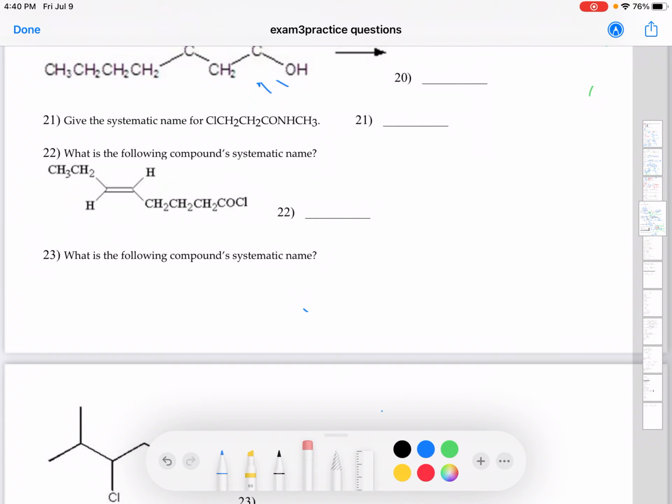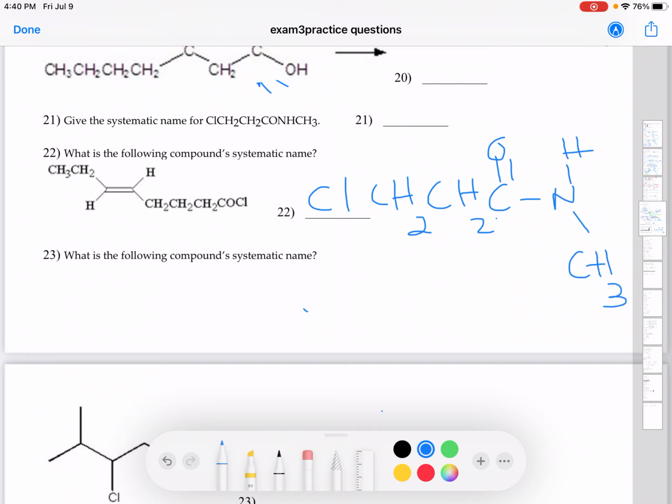Okay, give the systematic name for this molecule given here. How would we name it? It's an amide because it has chlorine, CH2, CH2, CO, NH, CH3. It's an amide because it has a carbonyl and nitrogen. And on the N, nitrogen has a methyl group. So it has a methyl on the nitrogen. So you can say N-methyl.